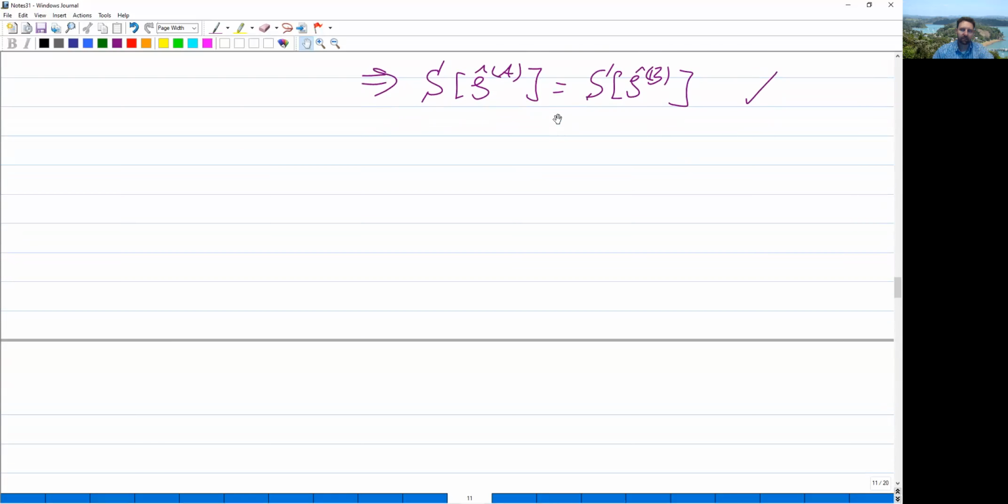Now we have a method for calculating how much two subsystems are entangled with each other. Namely, we just calculate how mixed one of those subsystems is by calculating how large its Von-Neumann entropy is.